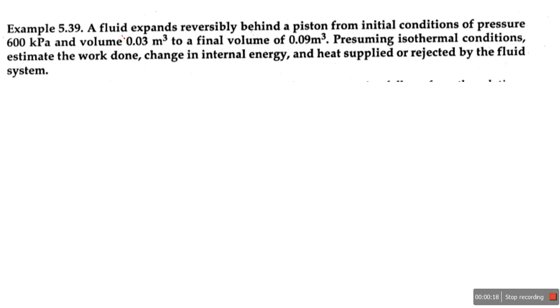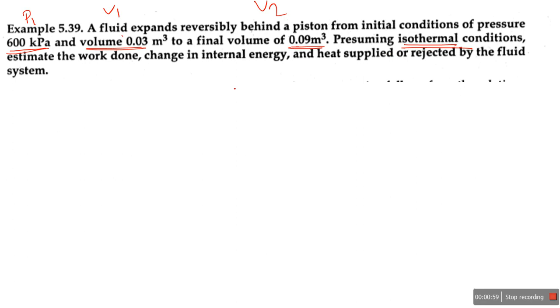A fluid expands reversibly behind a piston from initial condition of pressure 600 kilopascal and volume 0.03 m cube to final volume of 0.09 m cube. So they have given P1, V1 and V2. Assuming isothermal conditions, estimate the work done, change in internal energy and heat supplied or rejected by the fluid system. They have given an isothermal process.